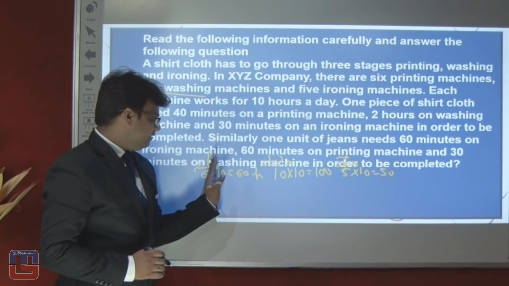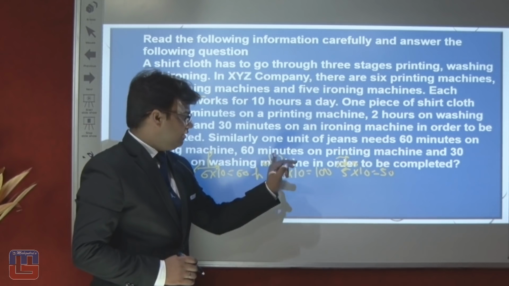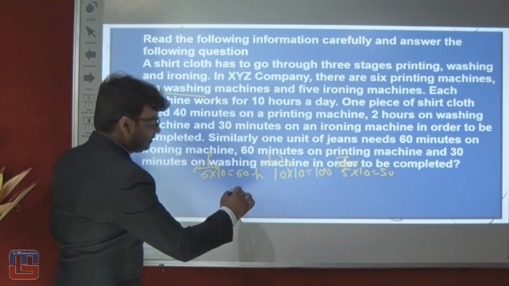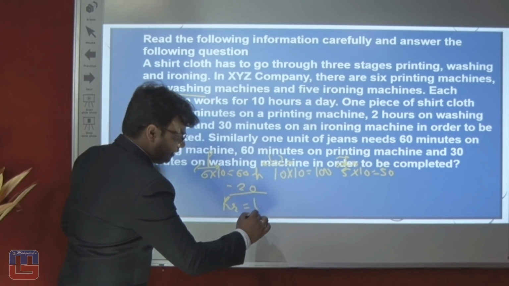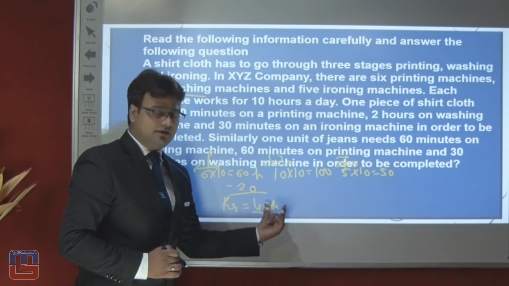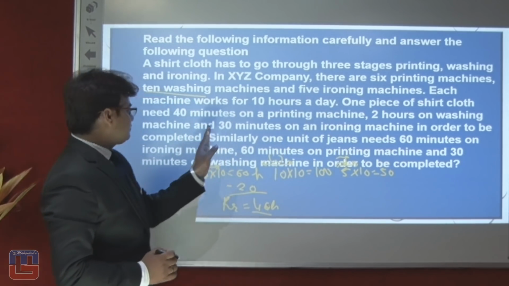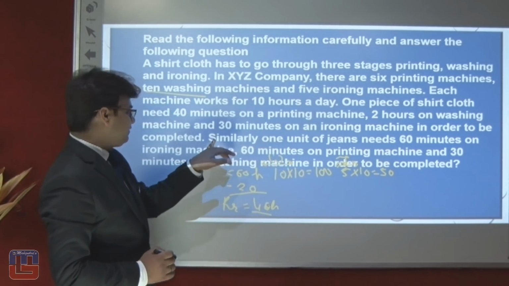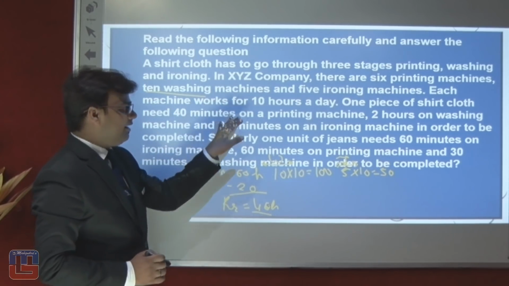20 jeans completed, and in 60 minutes one jeans can be printed. So 20 jeans take 20 hours to complete. The rest is only 40 hours. In those 40 hours, we check how many shirts can be printed. In the question, printing a shirt takes 40 minutes on a printing machine.